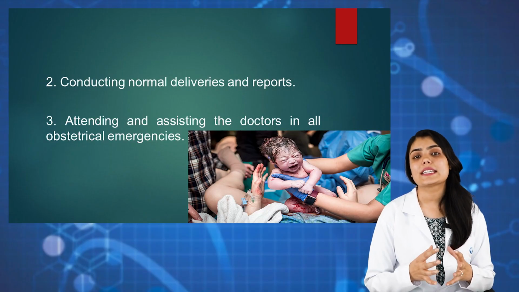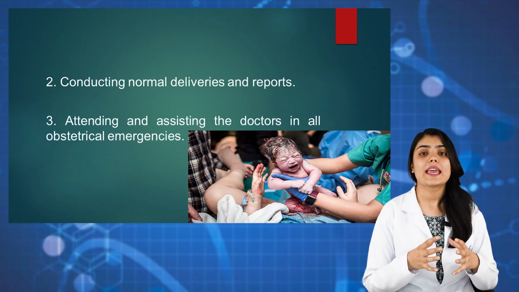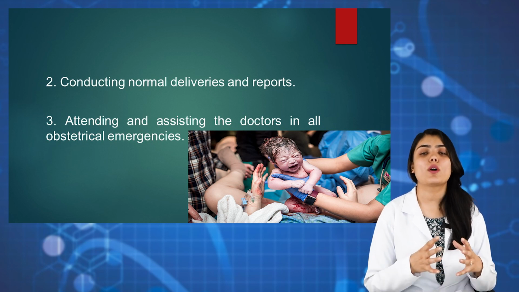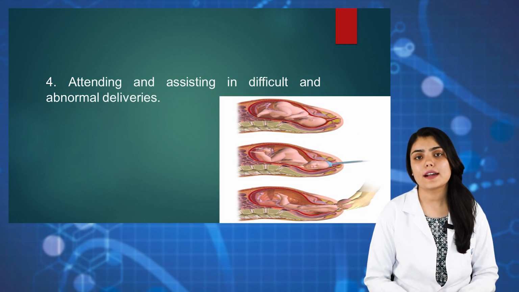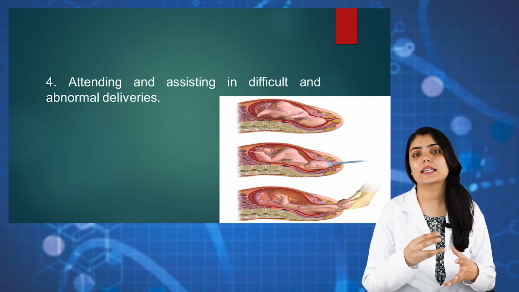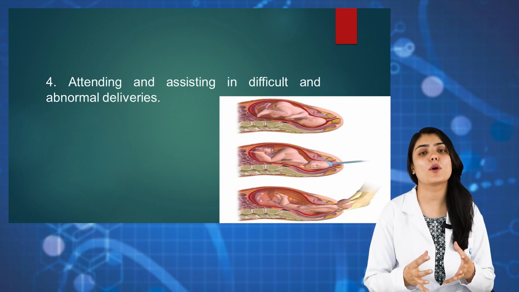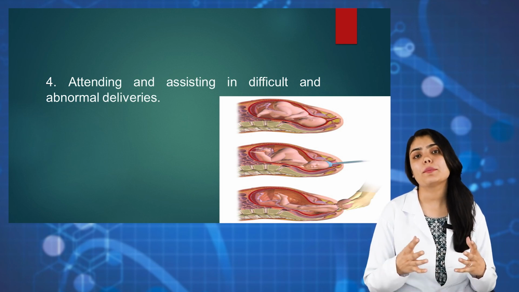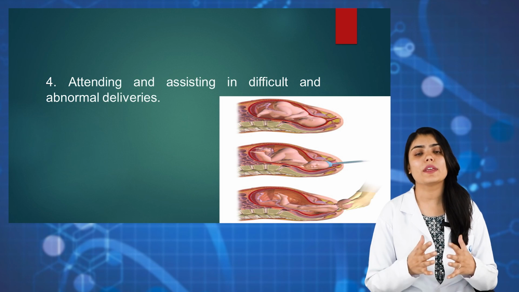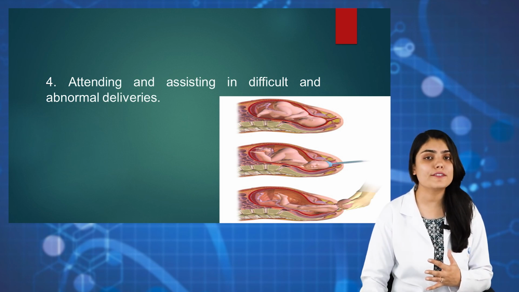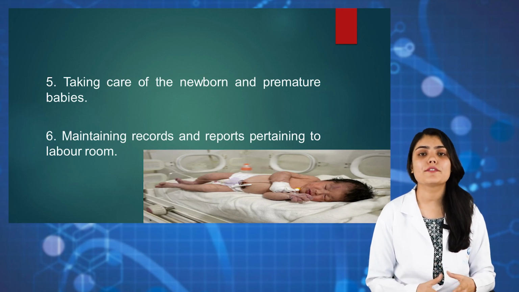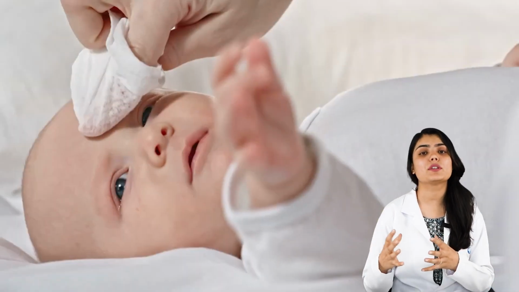The next function that is carried out by a nurse is also assisting the doctors in any kind of obstetrical emergency. The next important function carried out by a staff nurse in the labor room is attending and assisting in conduction of abnormal deliveries. So many a times there can be abnormal deliveries in the labor room. Therefore, it is the function of the nurse to not just assist the doctor in conducting normal deliveries, but also to help the doctors in conducting abnormal deliveries. Another important function of a staff nurse is taking care of newborn and premature babies.